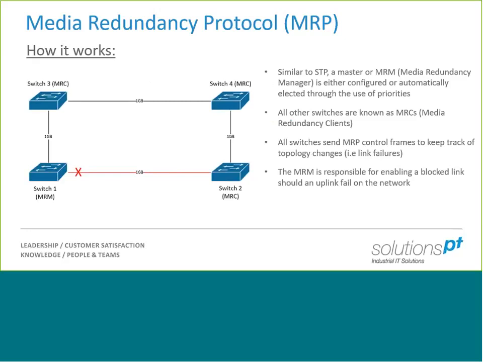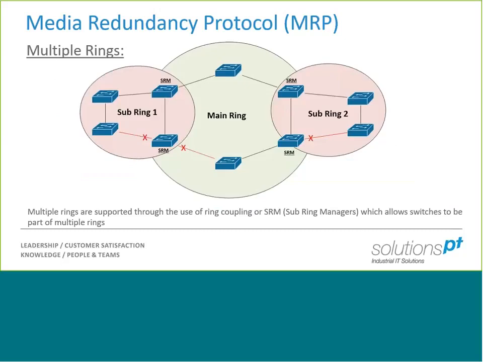And all switches will essentially send control frames around the network, talking to each other, constantly keeping track of the topology and the health of the links, and whether there's been a link failure. And then it's up to the manager, the master switch, to enable a blocked link if you've got one that's failed on the network. And one of the things that MRP advertises is its extremely quick recovery times, which we'll come on to in a second. Now, before we do that, we're going to have a little look at a slightly more complex network.